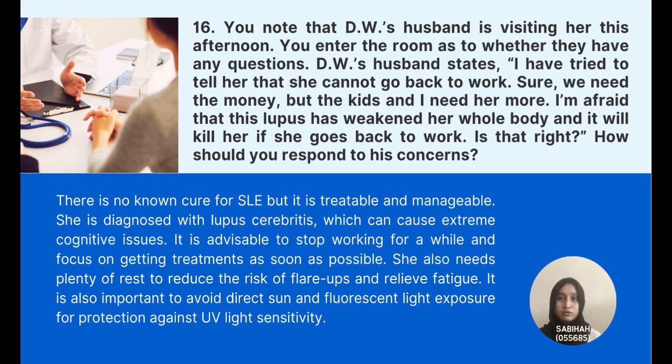So, as we all know, there is still no cure for SLE, but it is still treatable. Moreover, she is diagnosed with lupus erythematosus, which can cause extreme cognitive issues. So the best advice is to stop working for a while and start focusing on getting treatments as soon as possible. She needs plenty of rest to reduce the risk of flare-ups and relieve fatigue. It is also important to avoid direct sun and fluorescent light exposure for protection against UV light sensitivity.